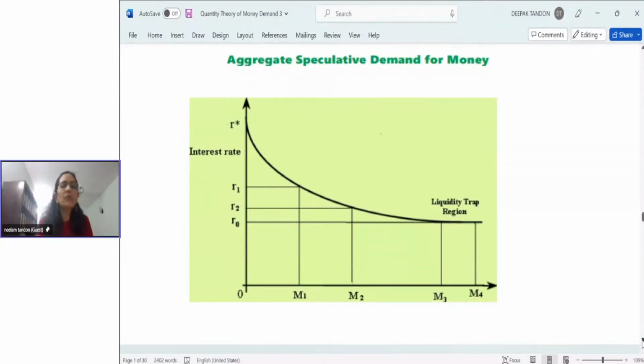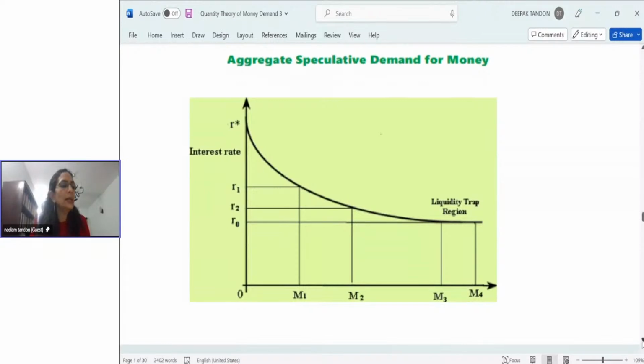Okay, so speculative demand for money. 2008 crisis, if you know about the 2008 crisis, what happened in the 2008 crisis? You have studied, no? What happened in the 2008 crisis? What was the interest rate offered in the US at that time? After that, what were the sentiments in the US economy after the 2008 crisis?